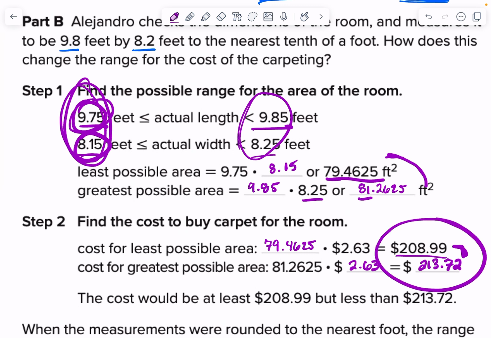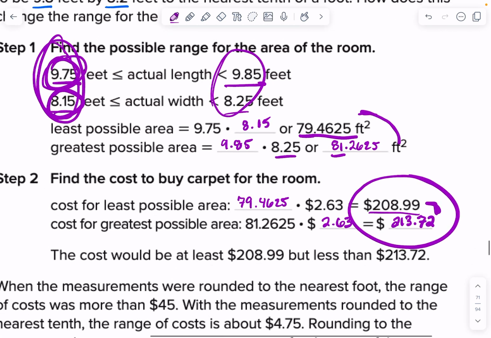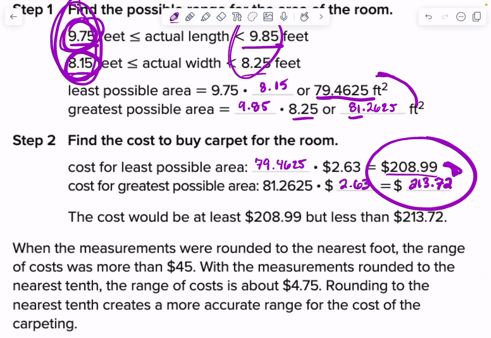That gives me a lot more accurate idea of how much money I'm going to spend when I walk into the store. Versus here, where I had a $50 window, I had no idea what they were going to throw at me for an amount when I walk into the store, right? For buying this carpet. Here, I'm within $5, right?